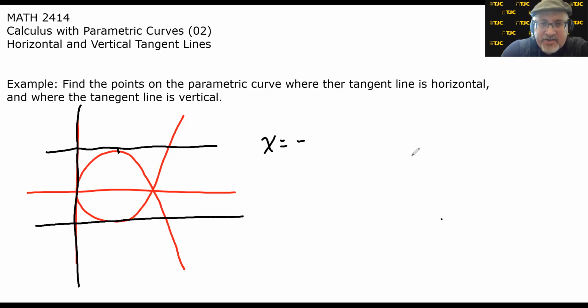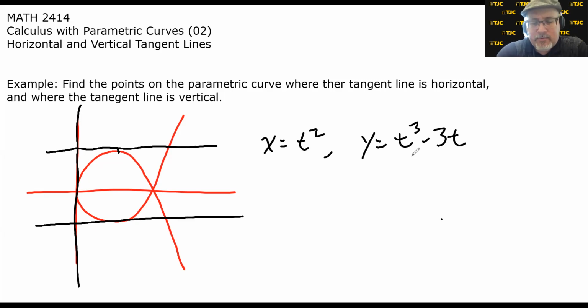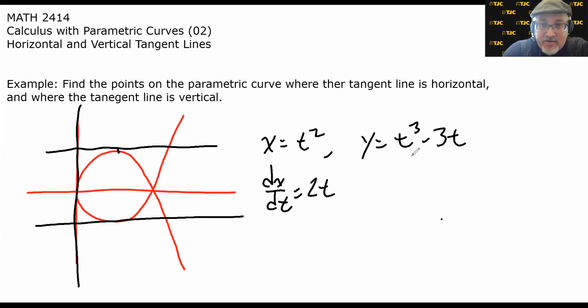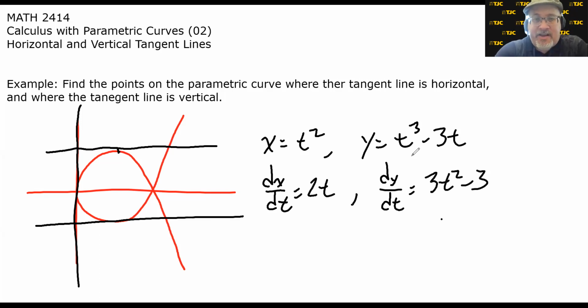Recall that the curve here was x equals t squared and y is equal to t cubed minus 3t. So what would it mean to be a vertical or horizontal tangent line in terms of the derivatives of these parametric equations? Well, if you think about it, the derivative of something just calculates its velocity. And so when we calculate dx/dt and get 2t, or dy/dt is equal to 3t squared minus 3, we can think of that as trying to calculate the velocity in the correct direction.